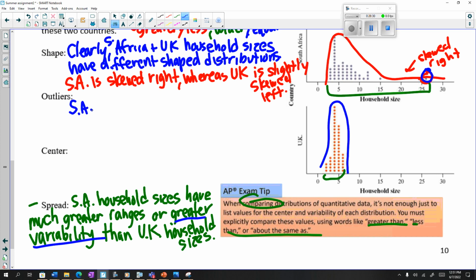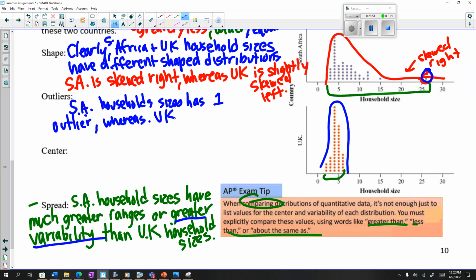South Africa household sizes has an outlier. Household size has one outlier, right? Whereas UK has none. Okay, again, I'm just sprinkling the word household sizes throughout to include the context.